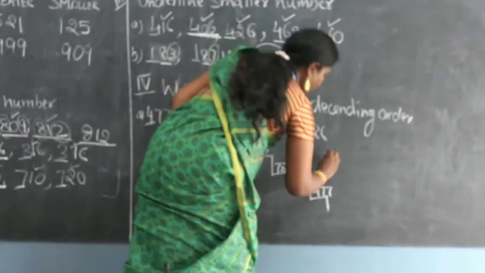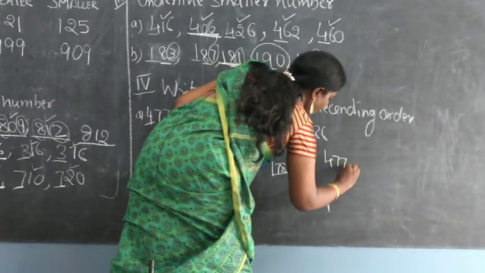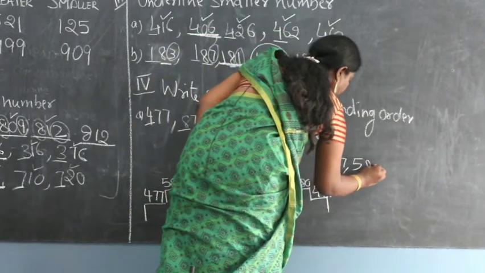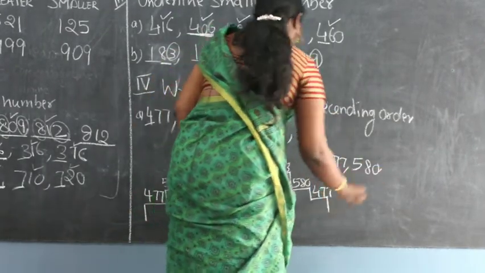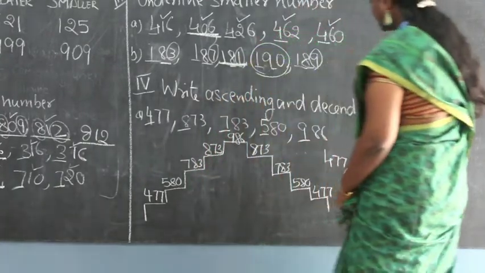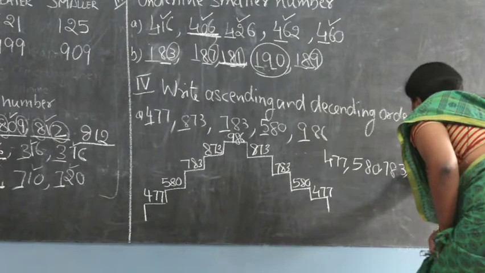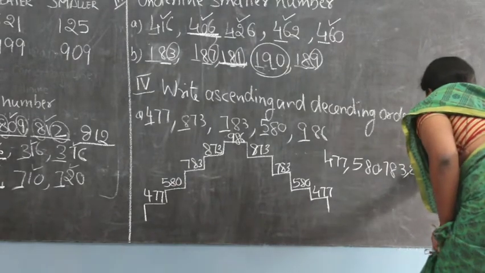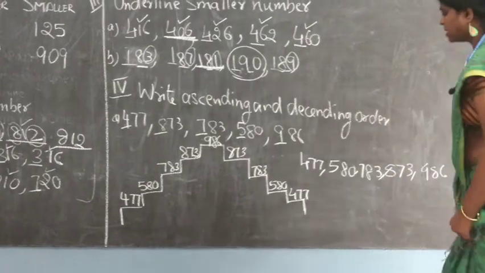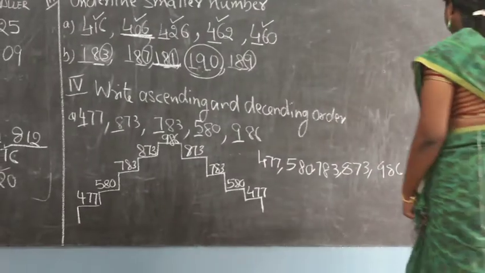So I'll show you. 4, 7, 7, 5, 8, 0, 7, 8, 3, and 8, 7, 3, and 9, 8, 6. What is this? Smaller to bigger. This is ascending.